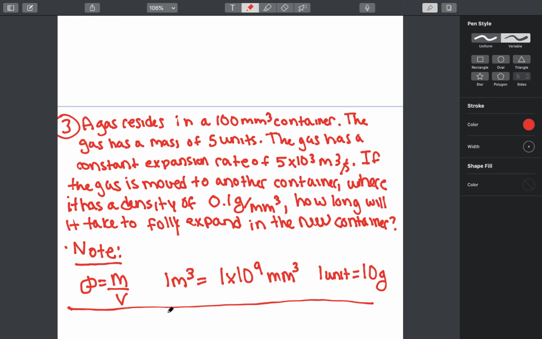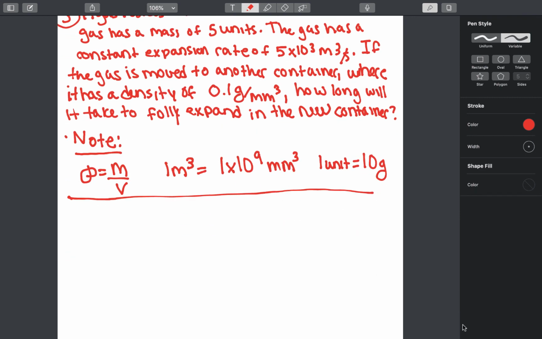And here I give you a few different conversion factors. So note that density is equal to the mass over the volume. 1 cubic meter is equal to 1 times 10 to the 9th millimeters cubed. And then 1 unit is equal to 10 grams. And I encourage you to pause the video to try this problem for yourself. However, I will start going over it now.